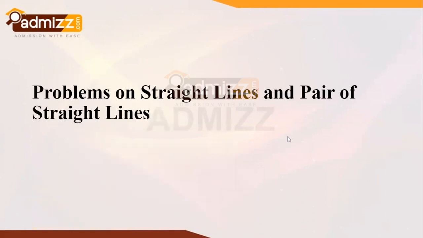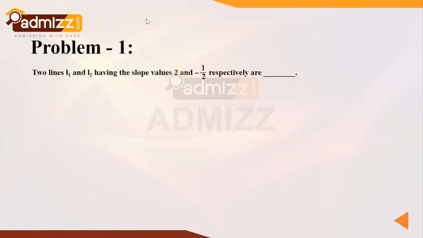Then we'll have a look at a few problems on straight lines and pair of straight lines for practice. The first problem: two lines L1 and L2 have the slope values 2 and minus 1 by 2 respectively. Now these lines are of what category? Let's have a look at the options. Either they are parallel, perpendicular, inclined at an acute angle, or none of these. So what's your opinion? What to do in this case?